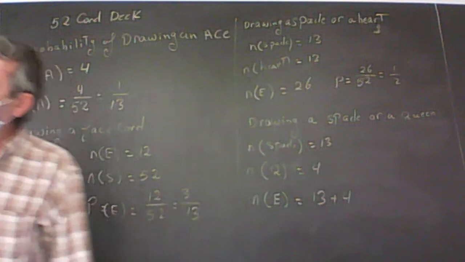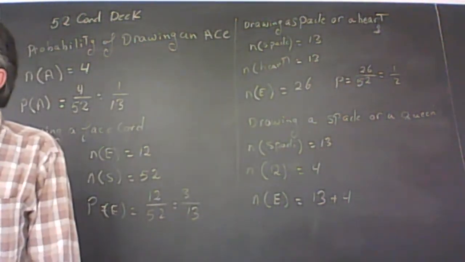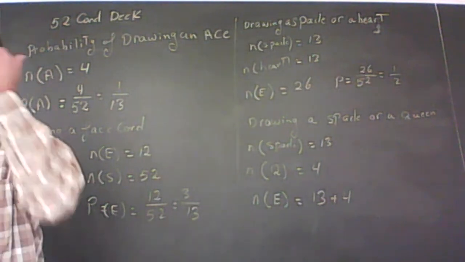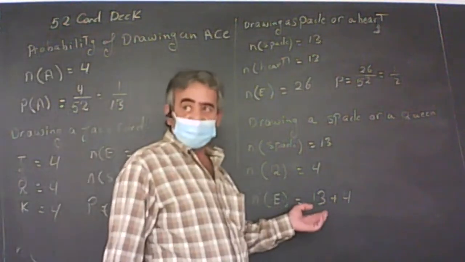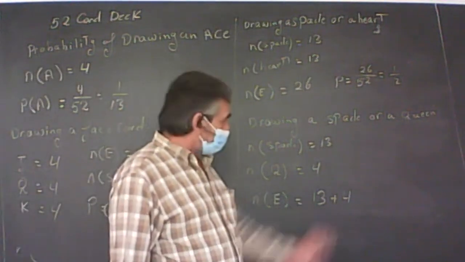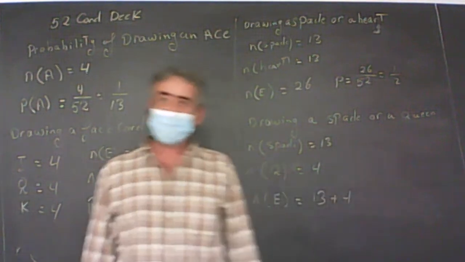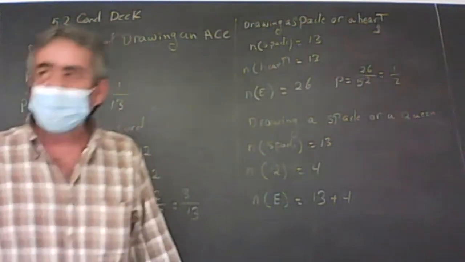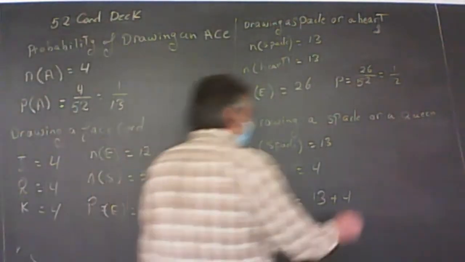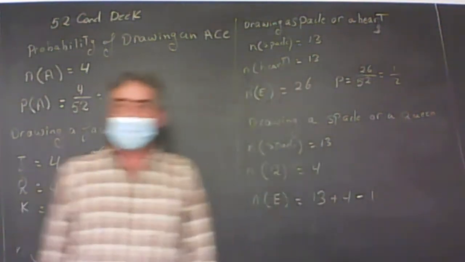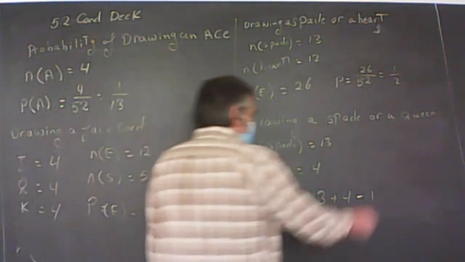There's something else we didn't pay attention to. Aren't we counting the queen twice? Yeah, because when we count the spade 13, that has a queen in it, right? When I counted the queens 4, I also counted the queen in spade, right? So what do I have to do to adjust it? Subtract the one I added twice. Yes?